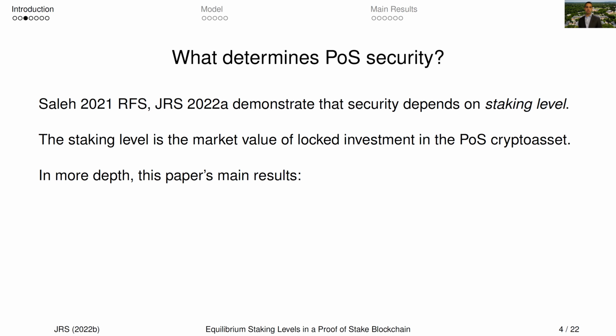And so earlier when we were talking about security, security being reduced due to higher rewards, what we're talking about is the market value of that locked investment actually declining. So you can imagine higher rewards leading to, let's say, the market value of Ether falling if Ethereum, for example, were to use proof of stake.